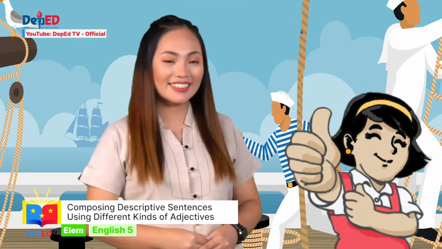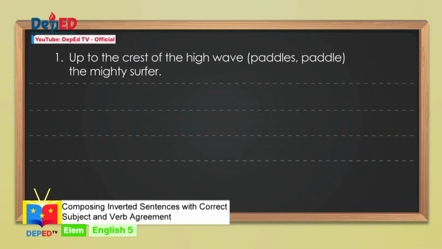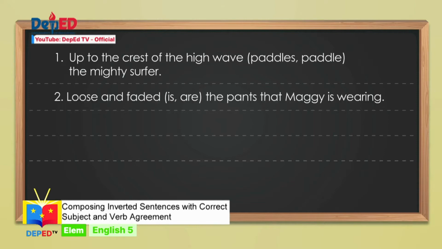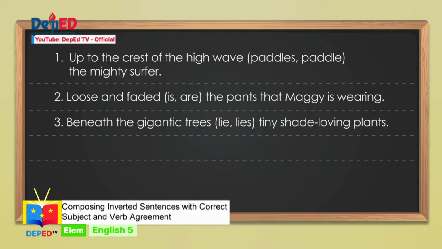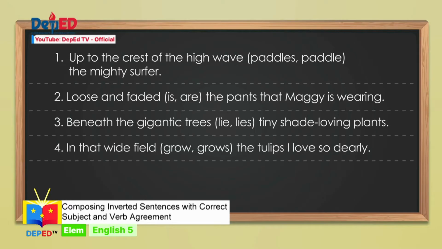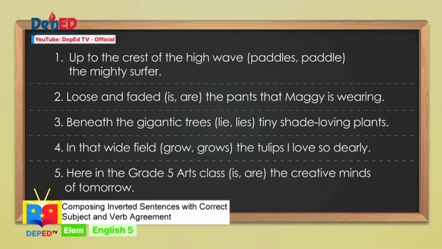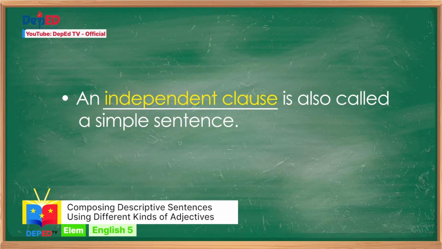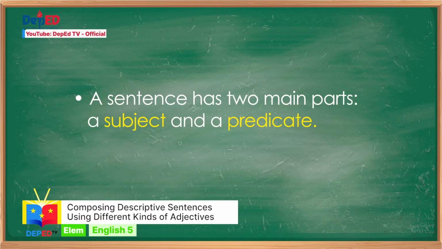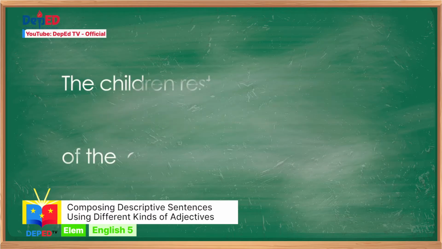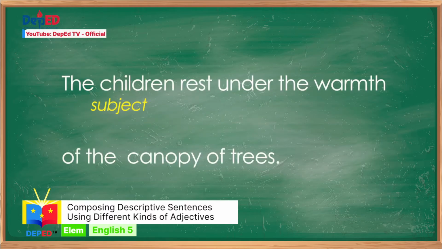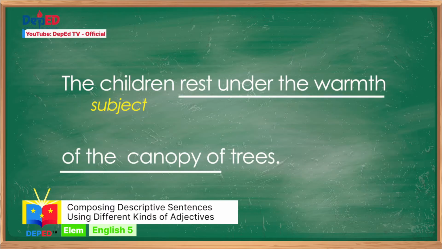I would love to. Great! Our previous lesson was about composing inverted sentences with correct subject and verb agreement. We learned that an independent clause is also called a simple sentence. A sentence has two main parts, a subject and a predicate. The subject is the topic of a sentence. The predicate tells us about the subject by providing more details about it.